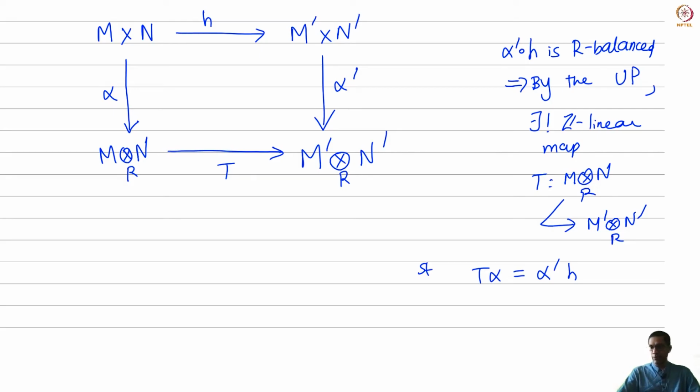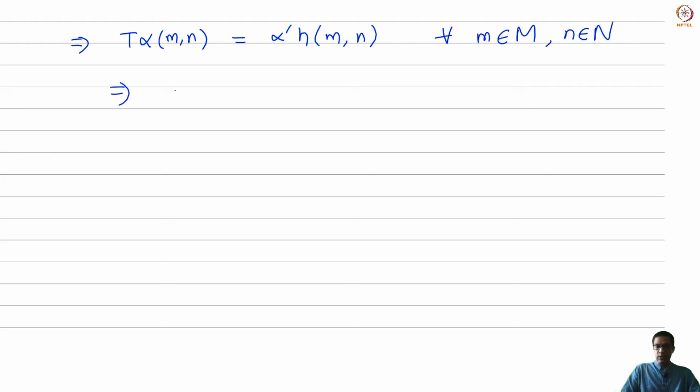But then observe, this is exactly what was given in the proposition. So T alpha just means if I take T alpha of M comma N, is therefore the same as alpha prime H of mn, okay, for all m in M, n in N, and this is just the same as, so what is this? This is T of m tensor n on the left hand side. Right hand side was fm tensor gn. Okay, so we have shown the existence of a unique map which satisfies this property, in other words, which makes the diagram commute. Okay, good. So that proves the proposition.